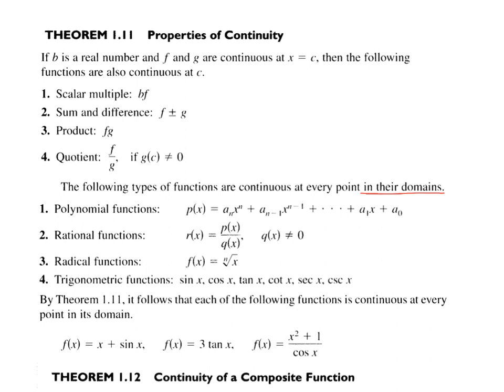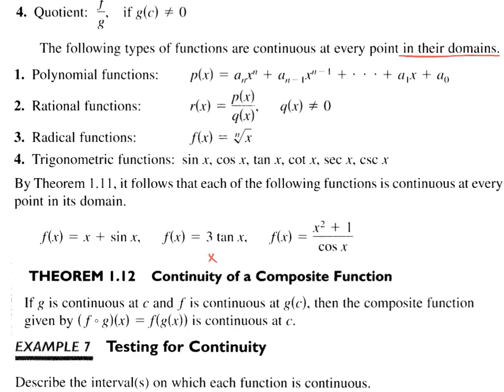So guess what? Putting this together with this, then, x plus sine x is continuous for all real numbers, sine is continuous for all real numbers, so x plus sine x is continuous for all real numbers. Okay? 3 times tangent. Tangent is defined so long as x does not equal pi over 2 plus pi n, where n is an integer. Those are all the asymptotes at pi over 2, 3 pi over 2, 5 pi over 2, negative pi over 2, negative 3 pi over 2, and so on.